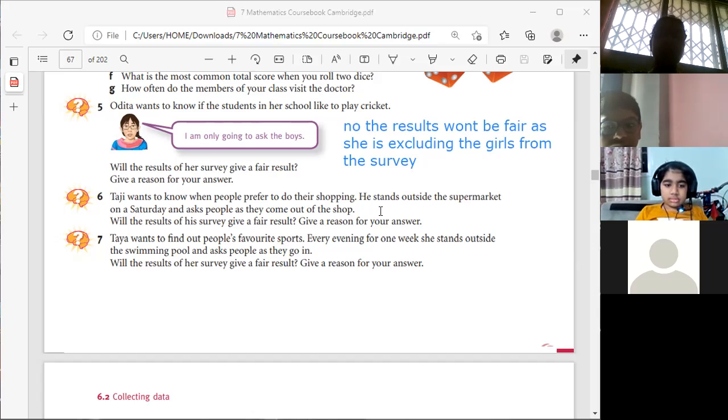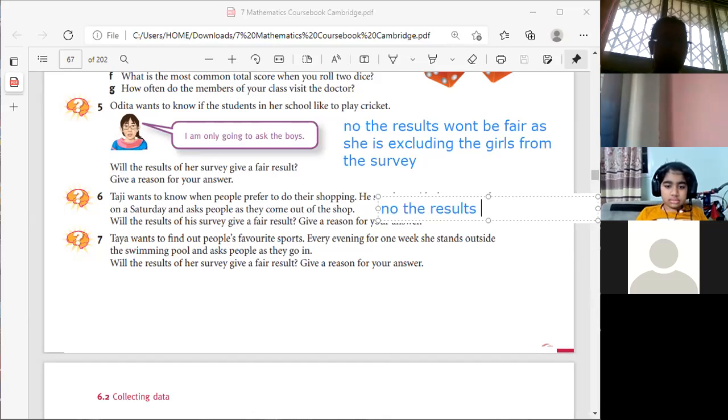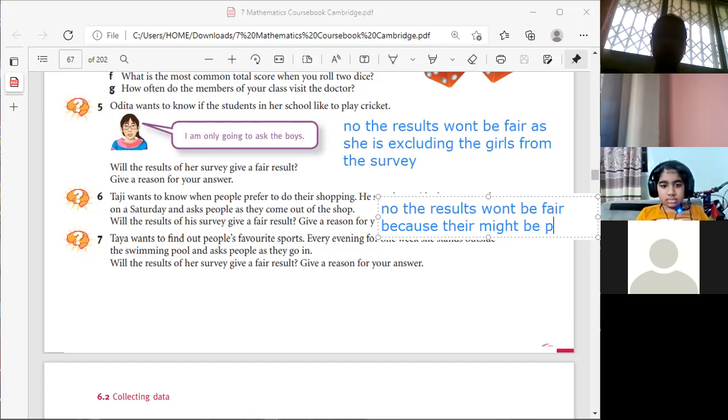Exactly. So again, we will say no, the results won't be fair because there might be people who prefer to shop on the other days.